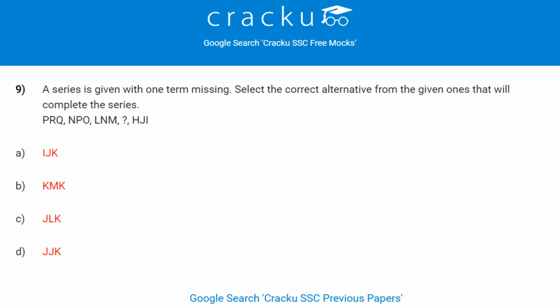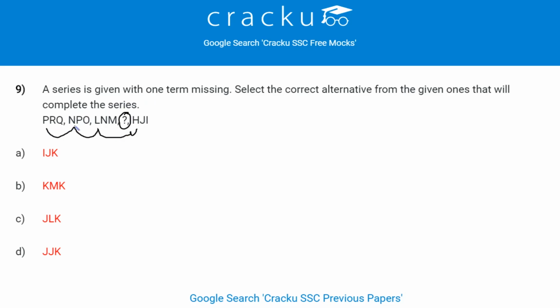Next question. A series is given with one term missing. Select the correct alternative from the given ones that will complete the series. So this is the series and one term is missing. Let's find that term. All the first terms are related in some way or the other, second terms are related in some way or the other, and third terms are also related in some way or the other. That is how we can find the missing term over here.